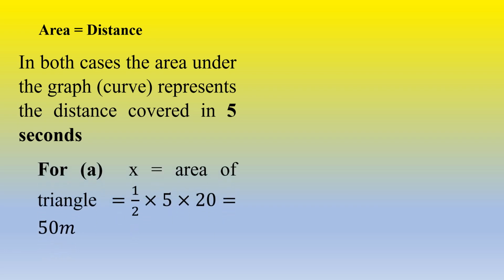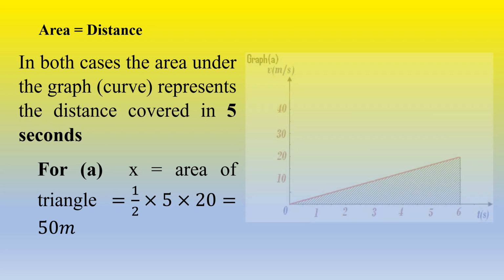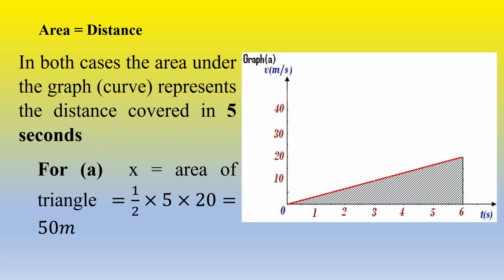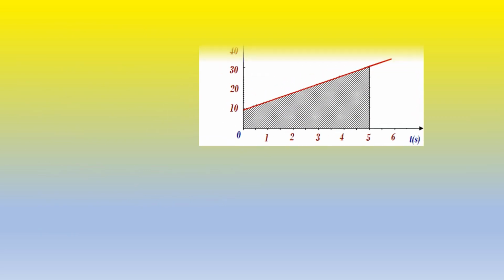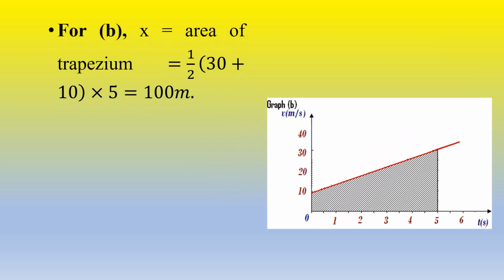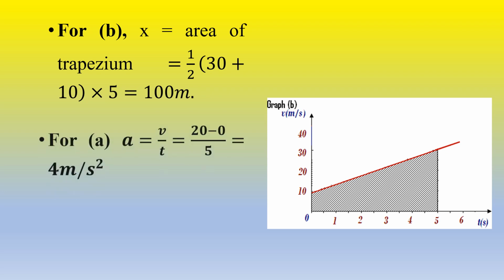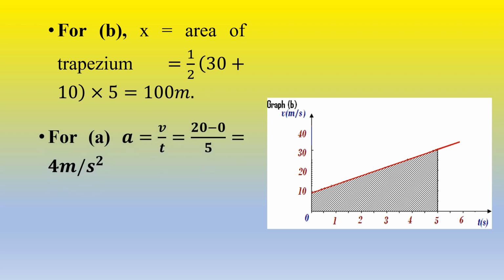For A, x equals area of triangle equals 1 over 2 times 5 times 20 equals 50 meters. For B, x equals area of trapezium equals 1 over 2 times (30 plus 10) times 5 equals 100 meters. For A, a equals v over t equals (20 minus 0) over 5 equals 4 meters per second squared. For B, a equals (30 minus 10) over 5 equals 4 meters per second squared.